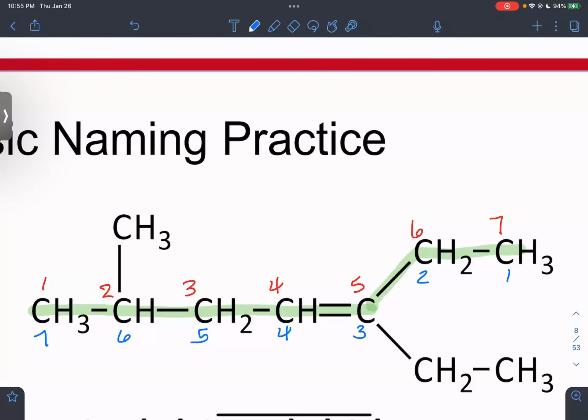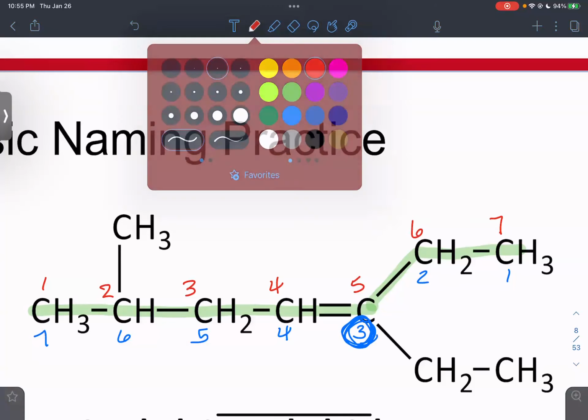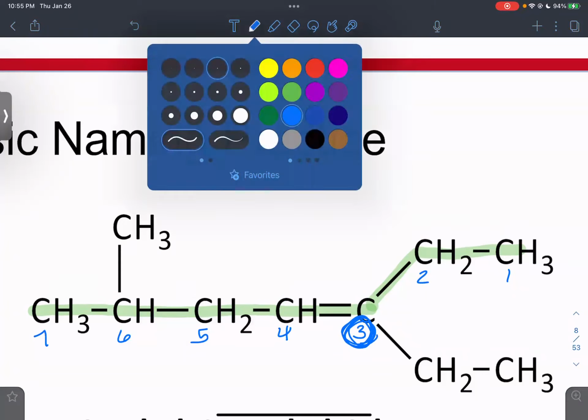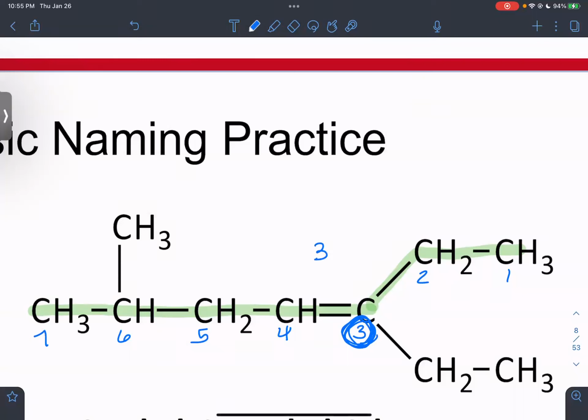With this numbering system, the first carbon participating in the carbon-carbon double bond in the blue is a 3, whereas in the red, the first carbon participating in the carbon-carbon double bond is a 4. So I want to go with the blue numbering system. I'm going to get rid of the red and use the blue. Okay, now I have to think about what the other things are. This is a 3, right? This is where the double bond is, and I'm going to have 7 carbon atoms inside of my chain.